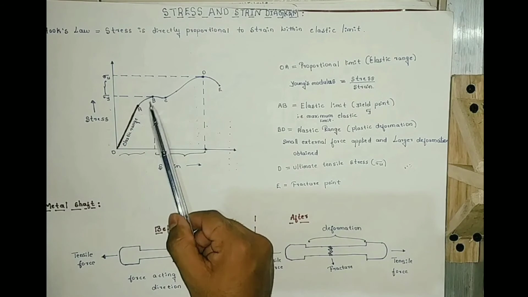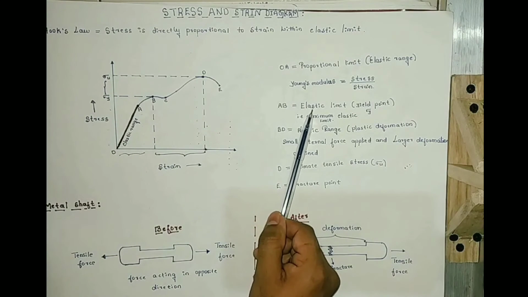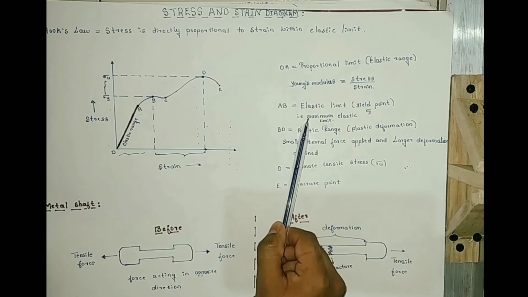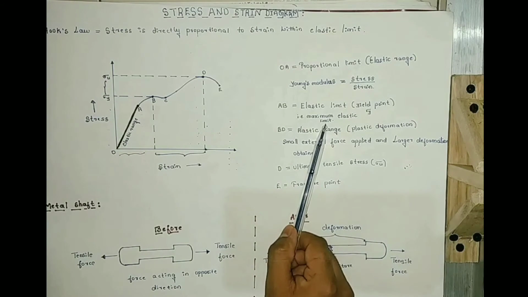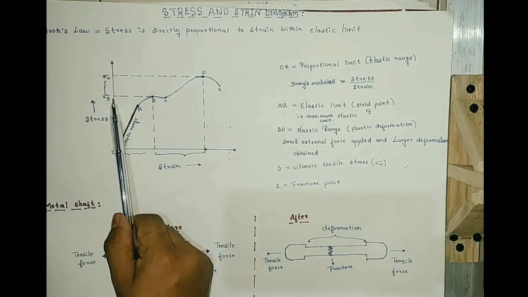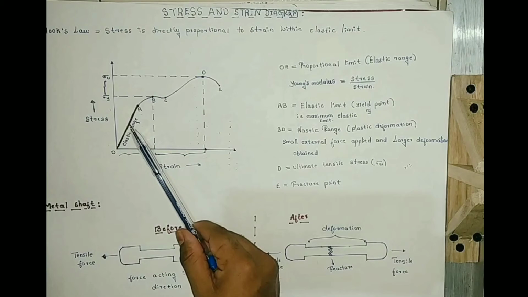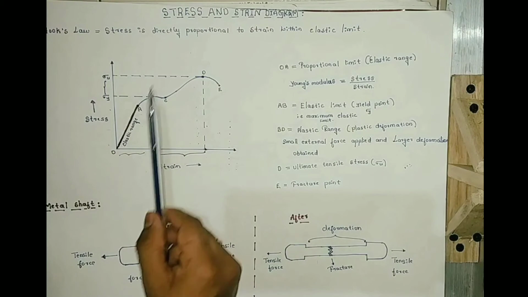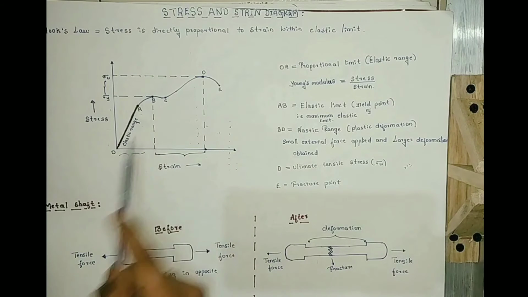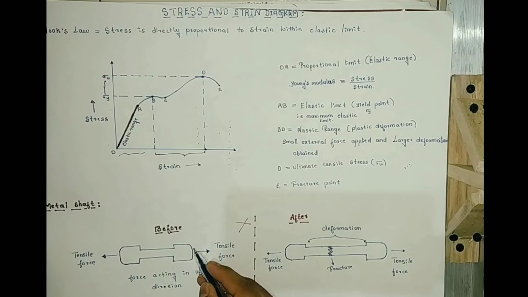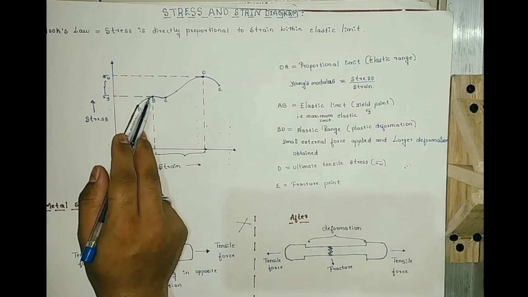The point A to B indicates the elastic limit. The elastic limit is nothing but the maximum elastic limit, and it is also called the yield point. That is sigma y. When the deformation of any object crosses the point B, it will not regain its original shape. That is what this point B indicates.